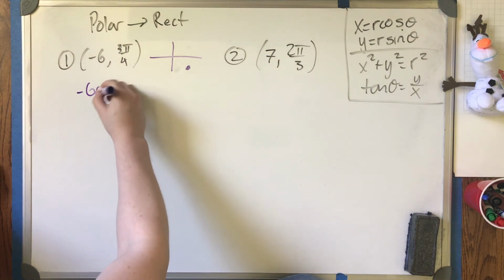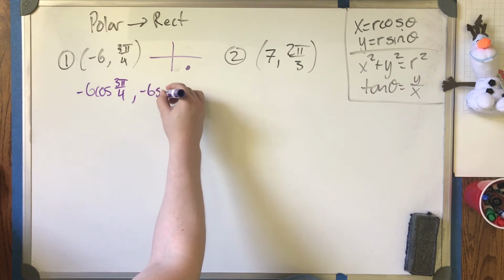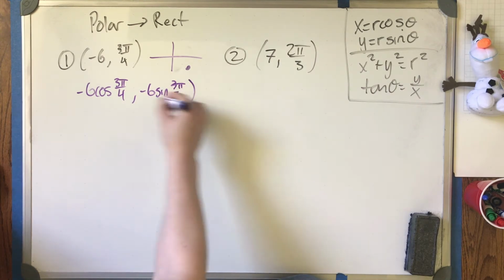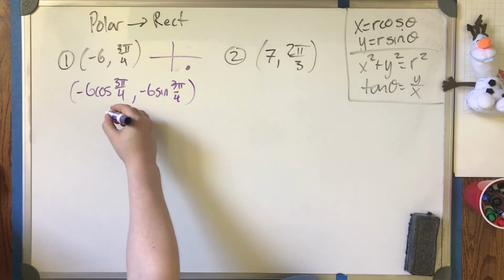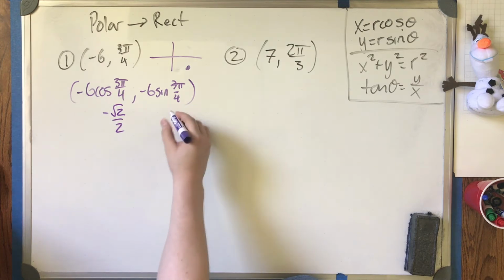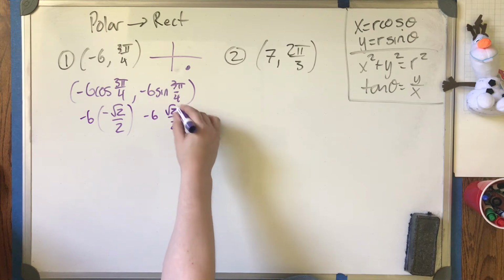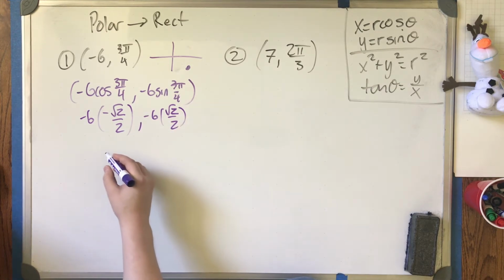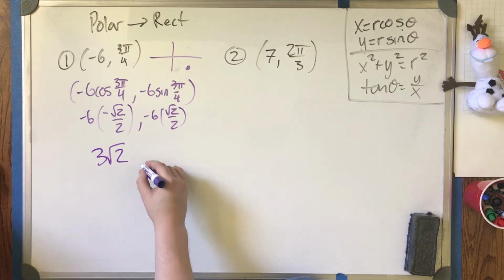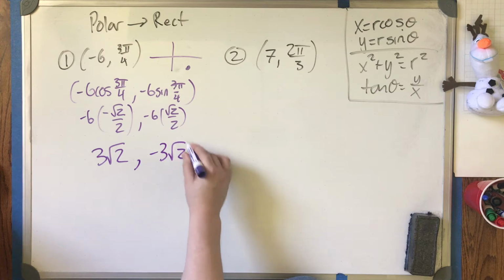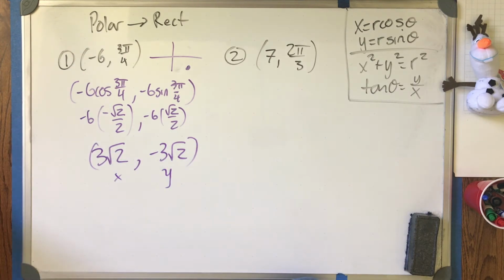So I'm going to do negative 6 cosine theta and negative 6 sine 3 pi over 4. That's going to be my point. If they're special angles, then we have to reduce it. So cosine of 3 pi over 4 is going to be a negative square root of 2 over 2 times the negative 6. We got negative 6 times a positive square root of 2 over 2. So that's going to be positive 3 square roots of 2 and negative 3 square roots of 2. So this is the xy rectangular point for that given polar point.